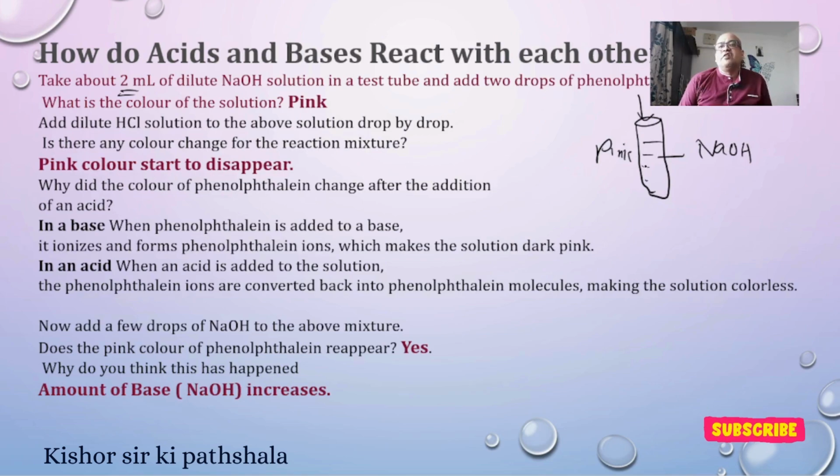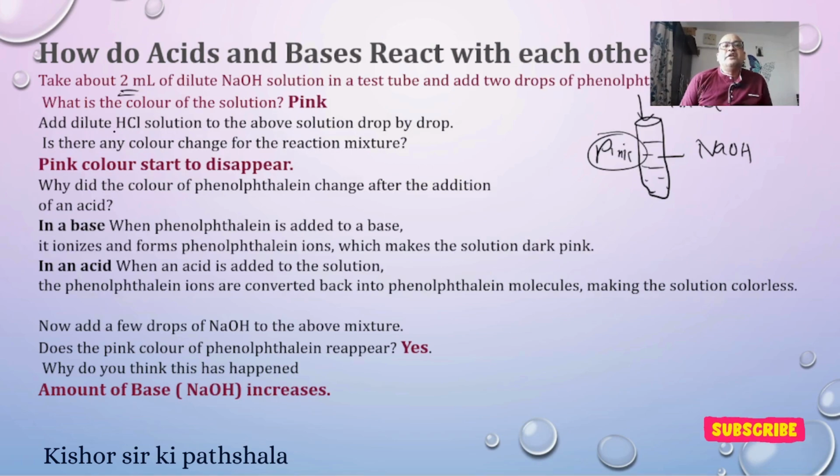This is because when phenolphthalein is added to a base, sodium hydroxide being a base, the phenolphthalein ionizes and forms phenolphthalein ions, which make this solution pink. This pink color is due to the ionized phenolphthalein. Then let's see, is there any color change for the reaction mixture?